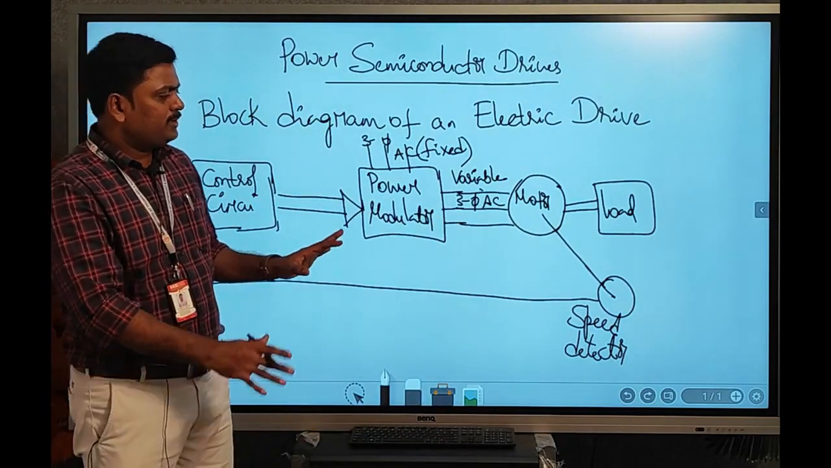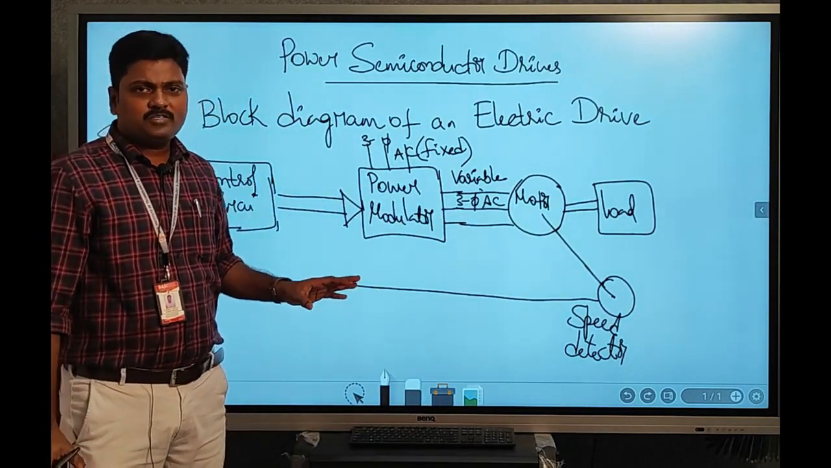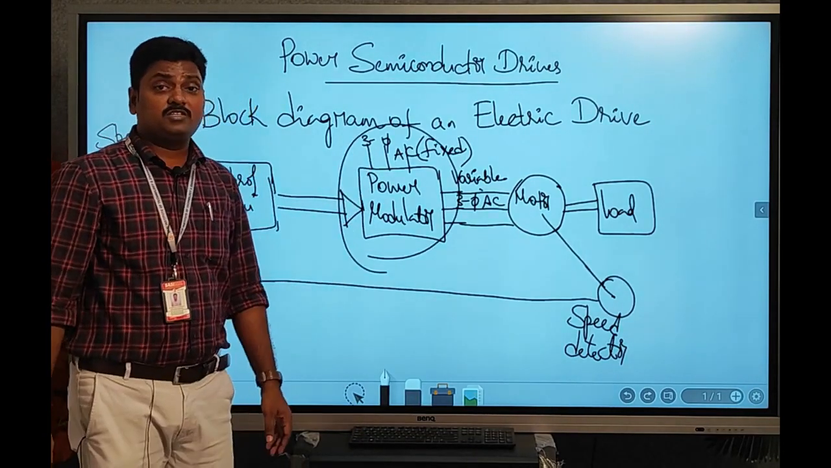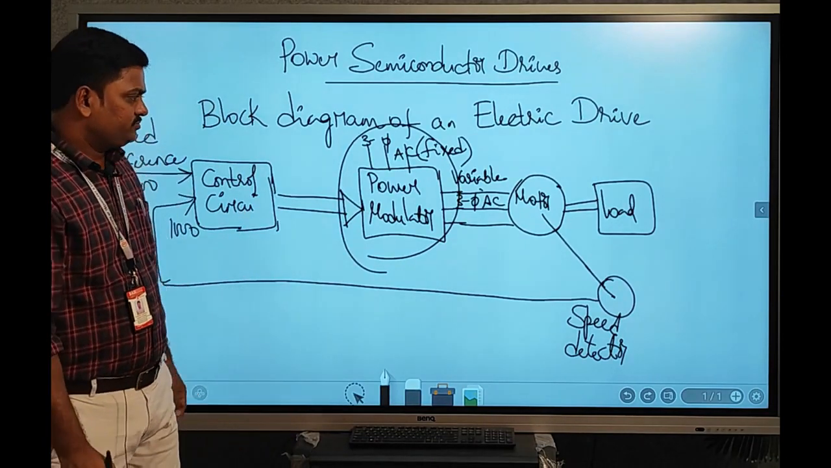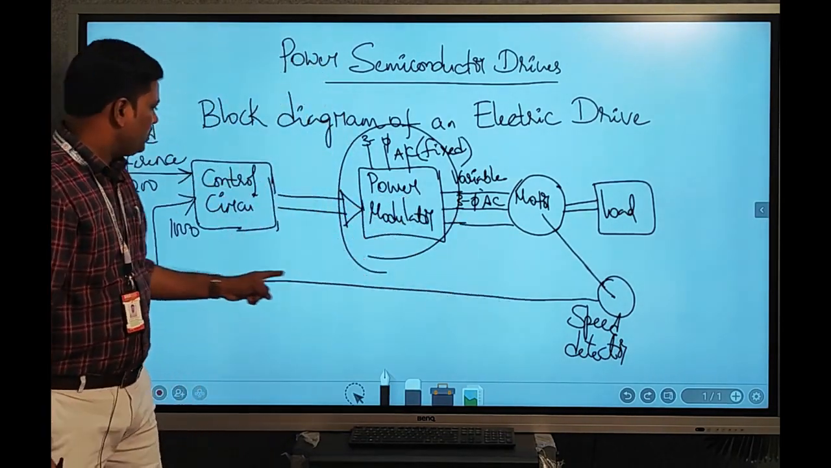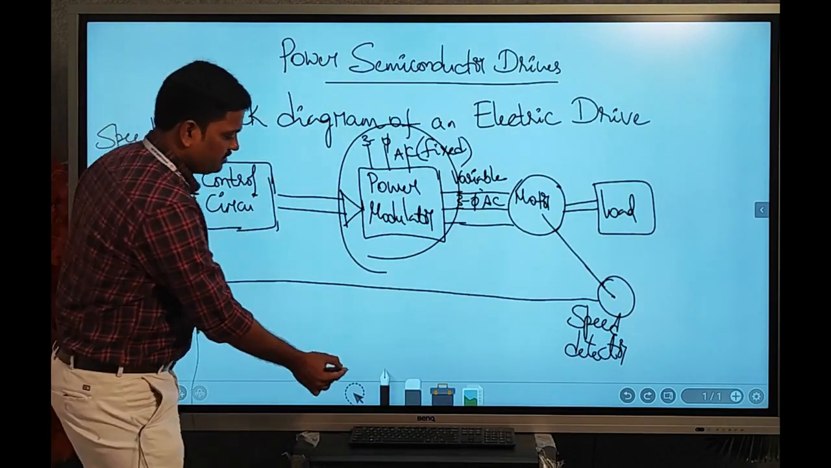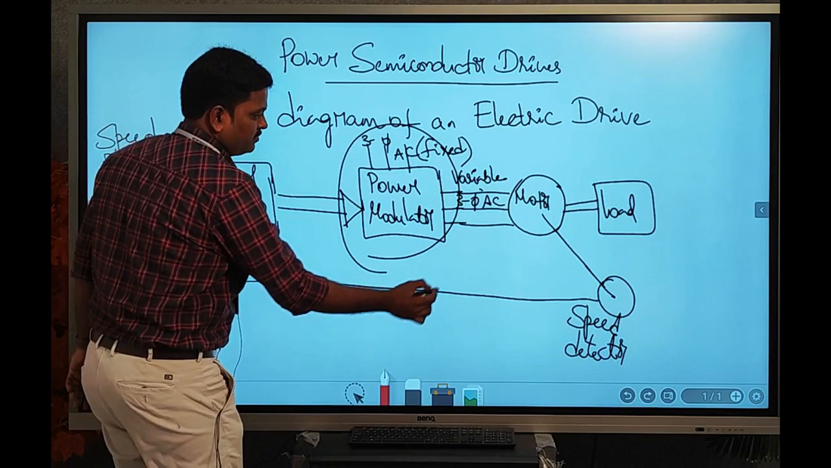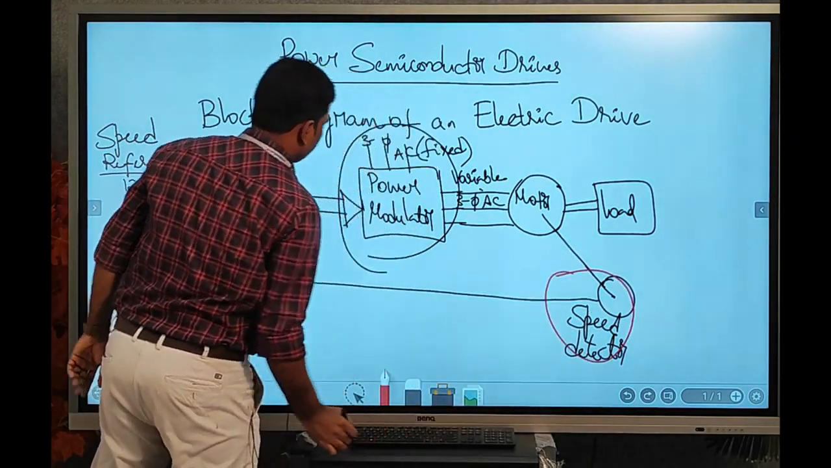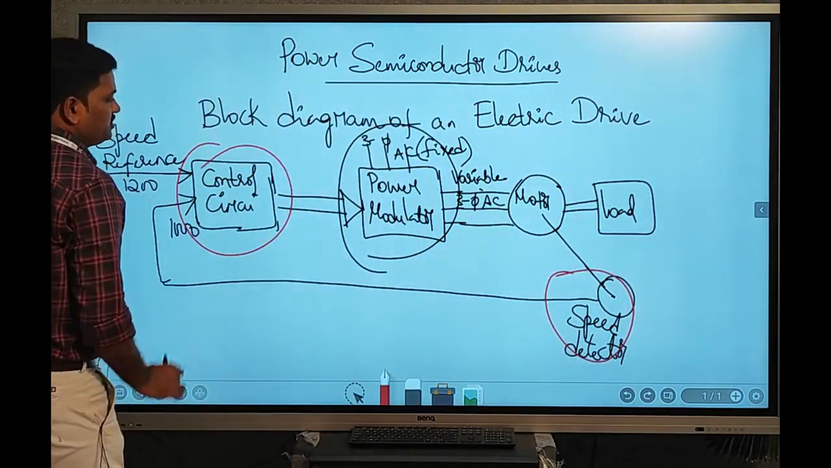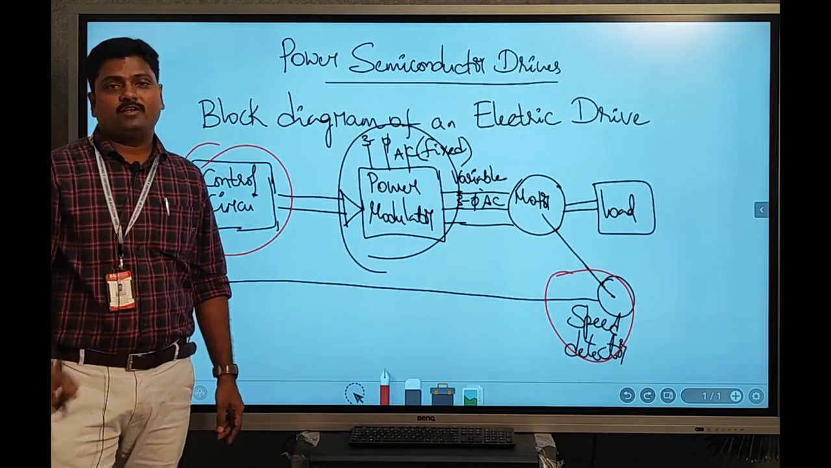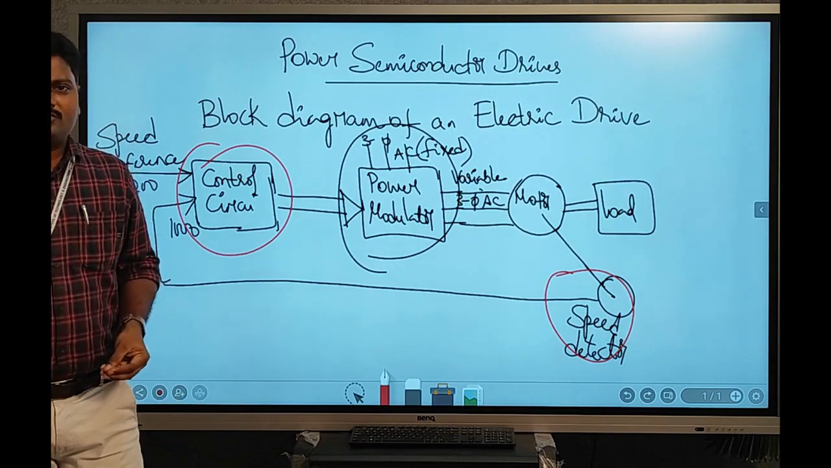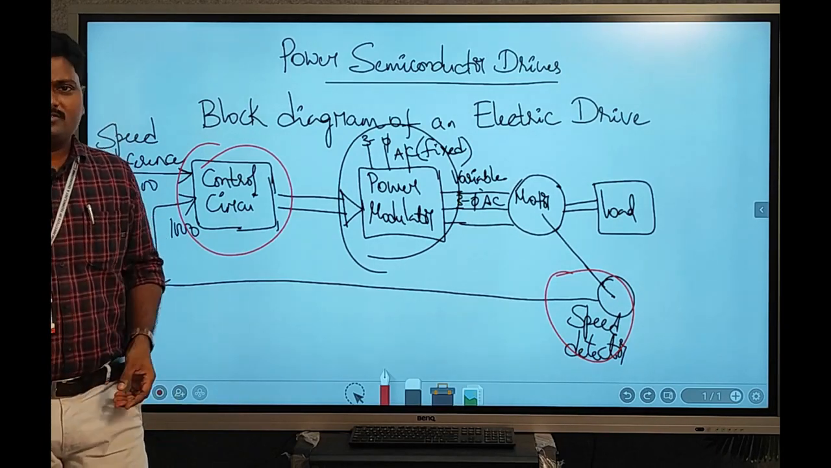So out of all the power components of the electric drive, the power modulator is the most sensitive part in the system, because the power level of the control sensing unit and the control circuit, this entire thing, will be much lower, maybe a few volts, a few amperes.